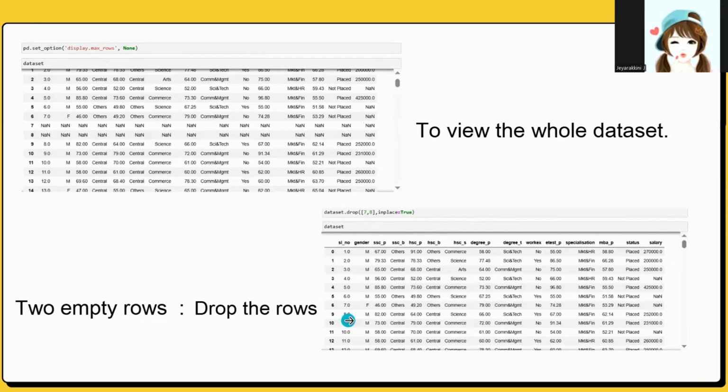So I'm going to drop the two rows using the .drop code. And inplace equal to True here means after dropping the two rows, the dataset is again stored in the same variable name, dataset.